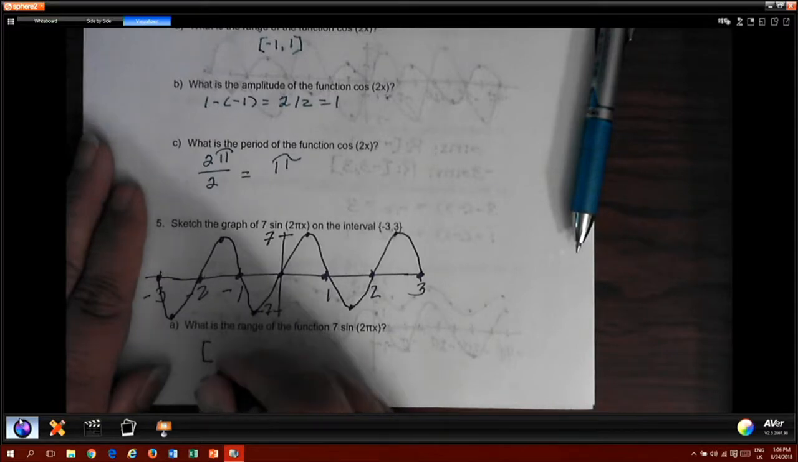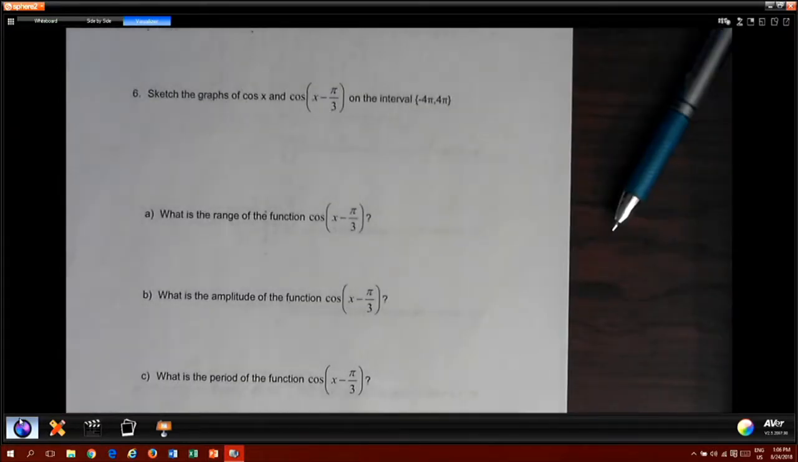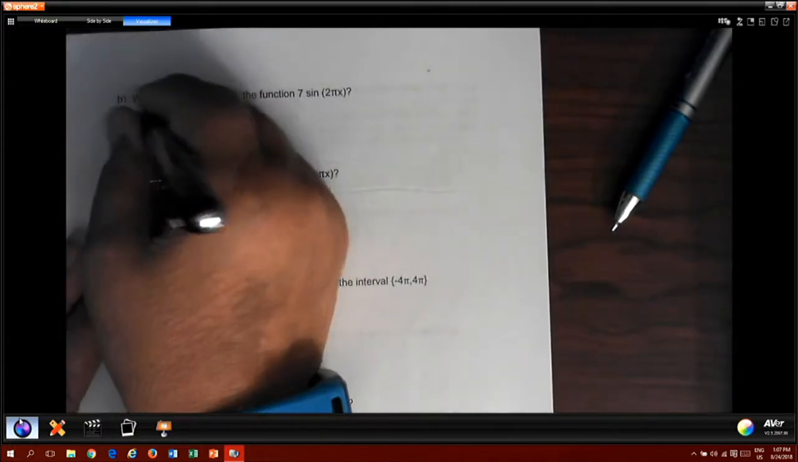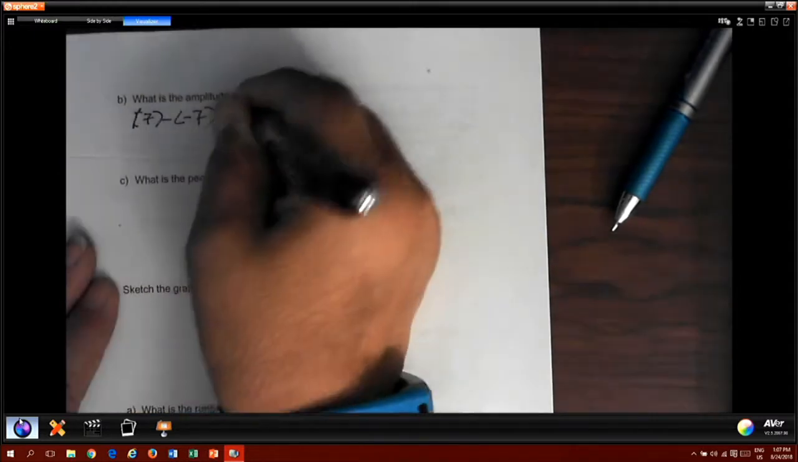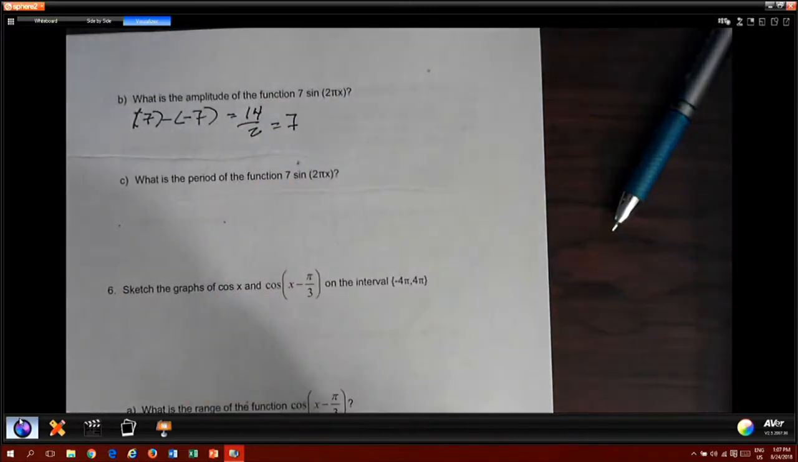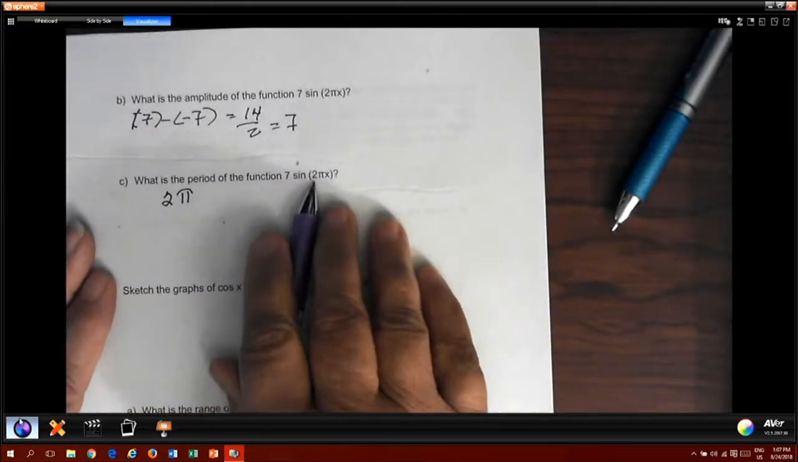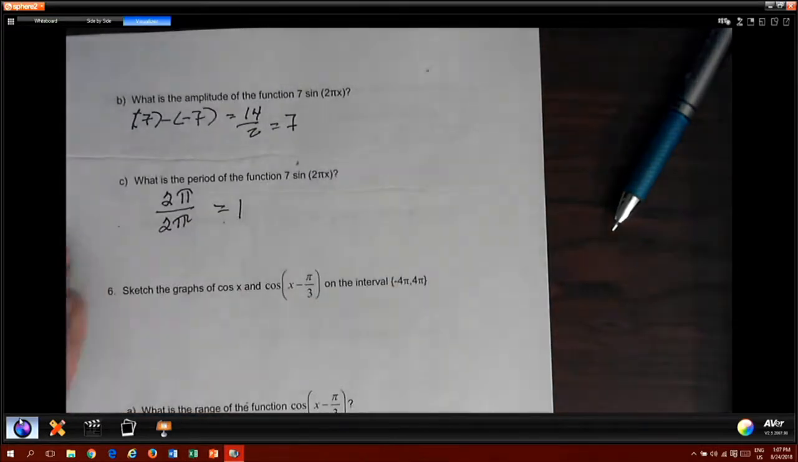So the range is -7 to 7. Amplitude is the 7 minus a -7, which is 14 over 2, which is 7. The period now is the general period of 2 pi divided by the coefficient of the x, which is 2 pi, which equals 1.